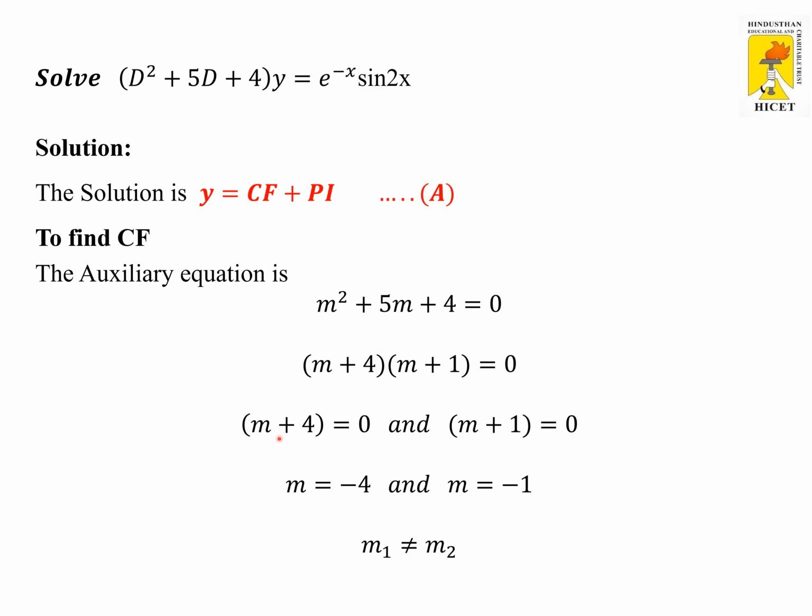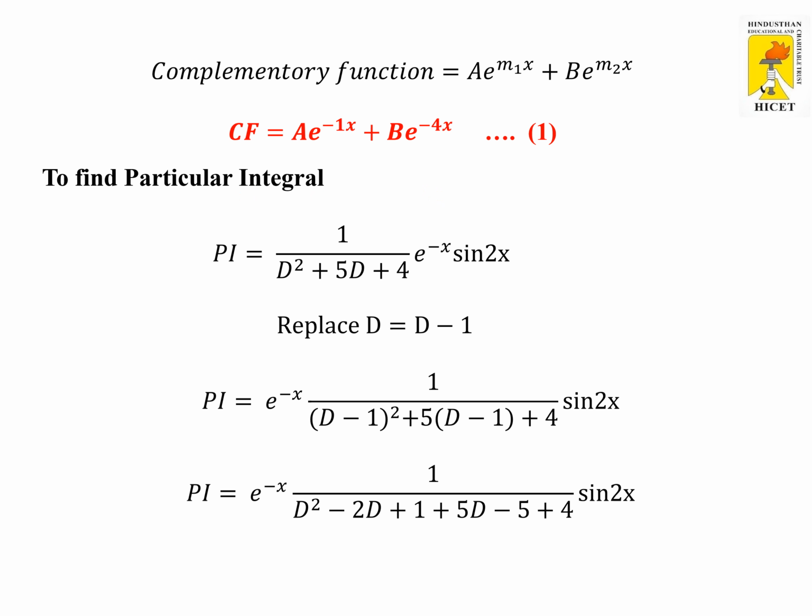So we get two values for m. One is m equal to minus 4, another one is m equal to minus 1. Here these two roots are real as well as distinct, so m1 not equal to m2. So by case 1, our complementary function is a e power m1x plus b e power m2x. Therefore, our required CF equal to a e power minus x plus b e power minus 4x. Consider this as equation number 1.